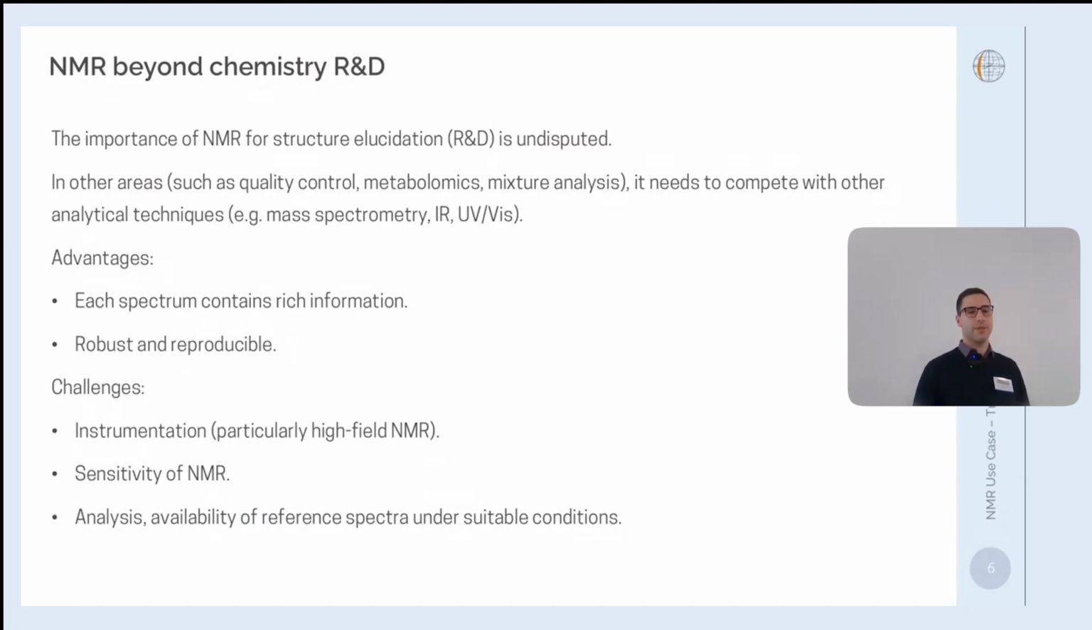Another intrinsic complication of NMR is sensitivity. Mass spectrometry, for example, but also different other types of spectroscopy are much more sensitive towards lower concentrations. So for NMR, you need a bit more sample.